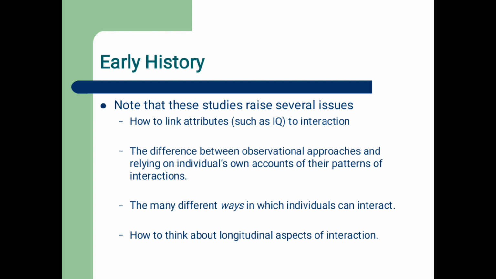Note that these studies raise several issues: how to link attributes such as IQ to interaction, the difference between observational approaches and relying on individuals' own accounts of their patterns of interactions, the many different ways in which individuals can interact, and how to think about longitudinal aspects of interaction.